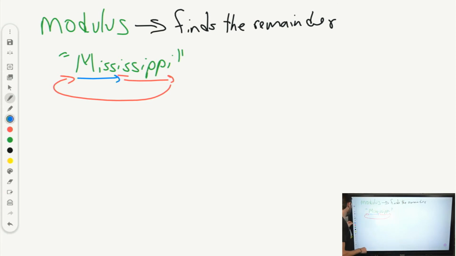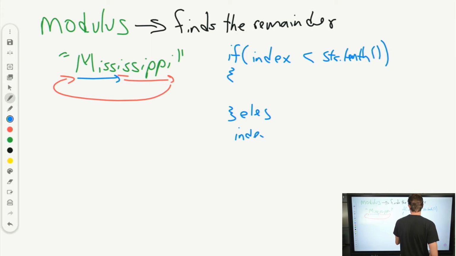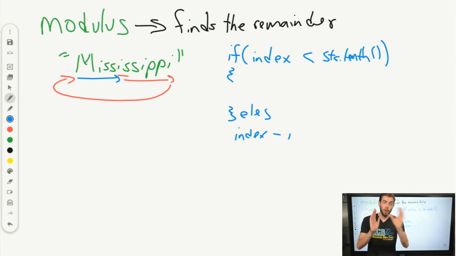Well, you could create an if statement that checks the index, right? And if our index is less than the string.length, then you could do something. Otherwise, you take your index and you subtract the middle value, right? String.length. You can do something really complex. No need to do that.